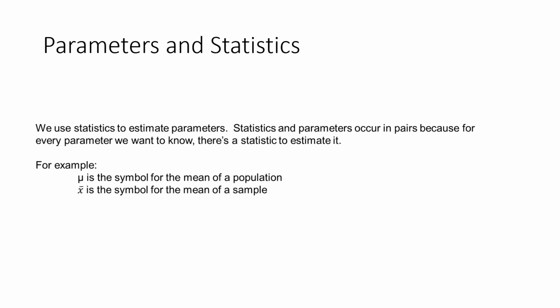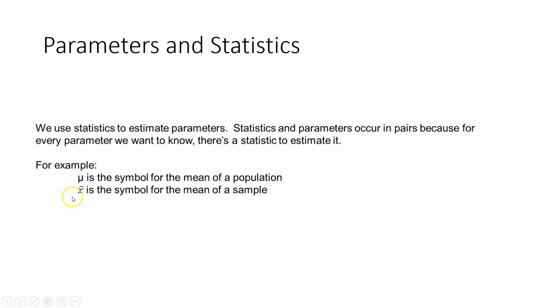Because a statistic is based on a sample and a parameter is the same thing for a population, statistics are our best estimate for parameters. So statistics and parameters come in pairs, because every time there's a parameter we want to know, there's a statistic that we use as an estimate.